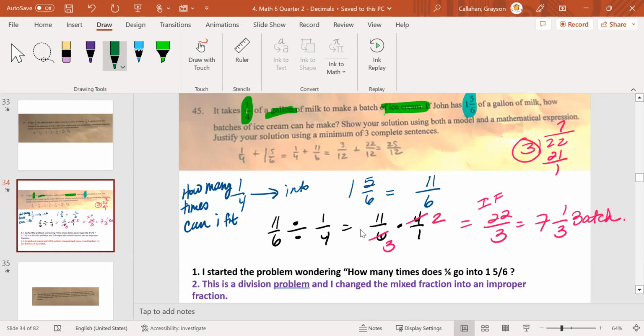So then you change the division to multiplication. So 11/6 times 4/1, because you have to flip the reciprocal, right? Anything that has an even number top and bottom, you can always divide by 2. So 4 becomes a 2, 6 becomes a 3. 11 times 2 is 22. 3 times 1 is 3.